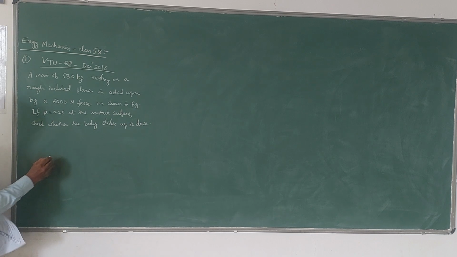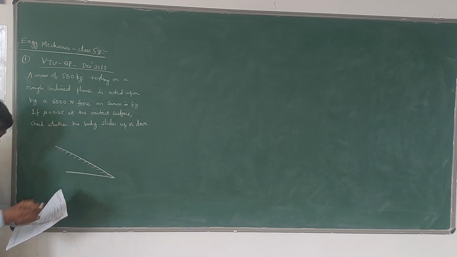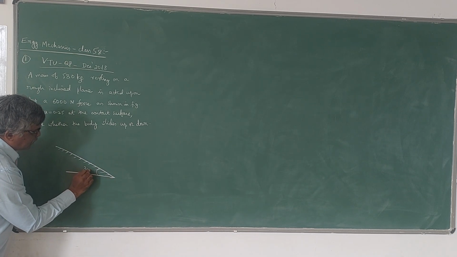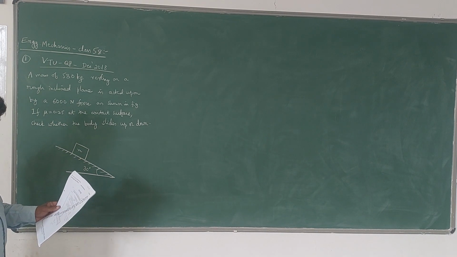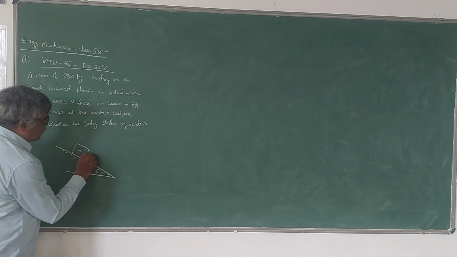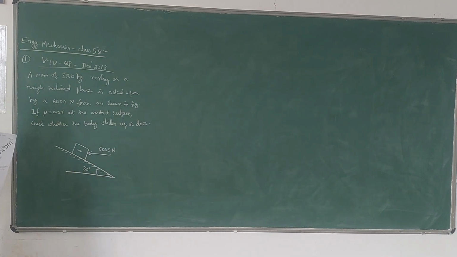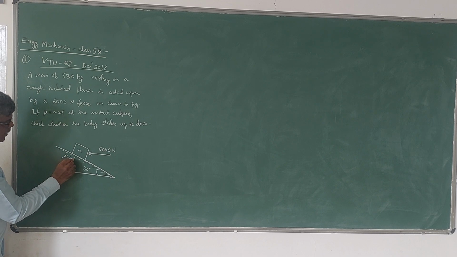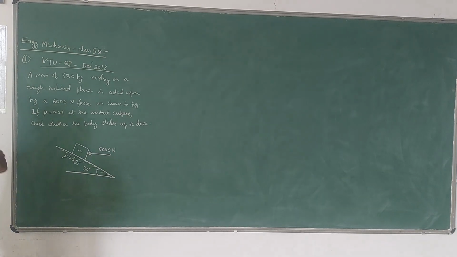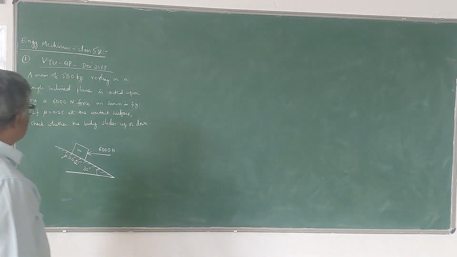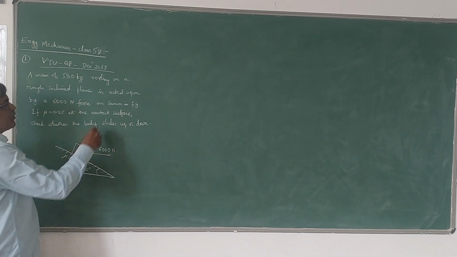So the figure given is like this. This is the rough inclined plane, which is making an angle of 30 degrees with the horizontal. A body of mass m is resting like this on the inclined plane. A horizontal force of 6000 Newton is acting on this block. The value of mu is 0.25 for this rough inclined plane, therefore frictional force also we have to consider. We have to check whether this body moves up the plane or down the plane.